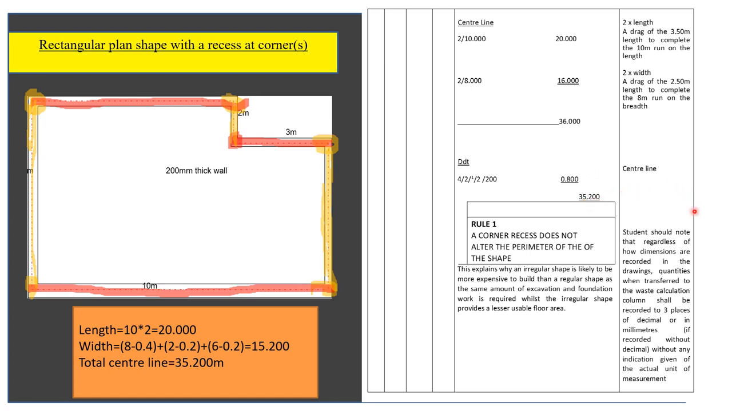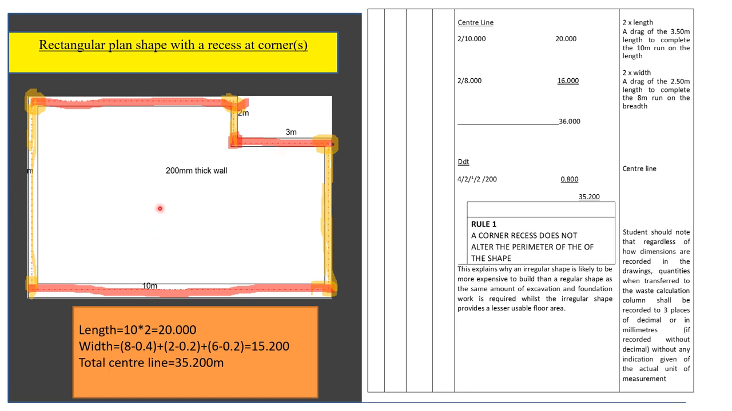So you can note that if a rectangle has a recess and the one that is regular, the center line is the same, because we have got 35.2 and the other one was 35.2. So rule number 1 of center line is a corner recess does not alter the perimeter of the shape. And this one explains why if a plan of a house has an internal corner, the center line does not change. It is like the one that has a regular rectangle, and so the cost of calculating the walls shall end up to be the same.